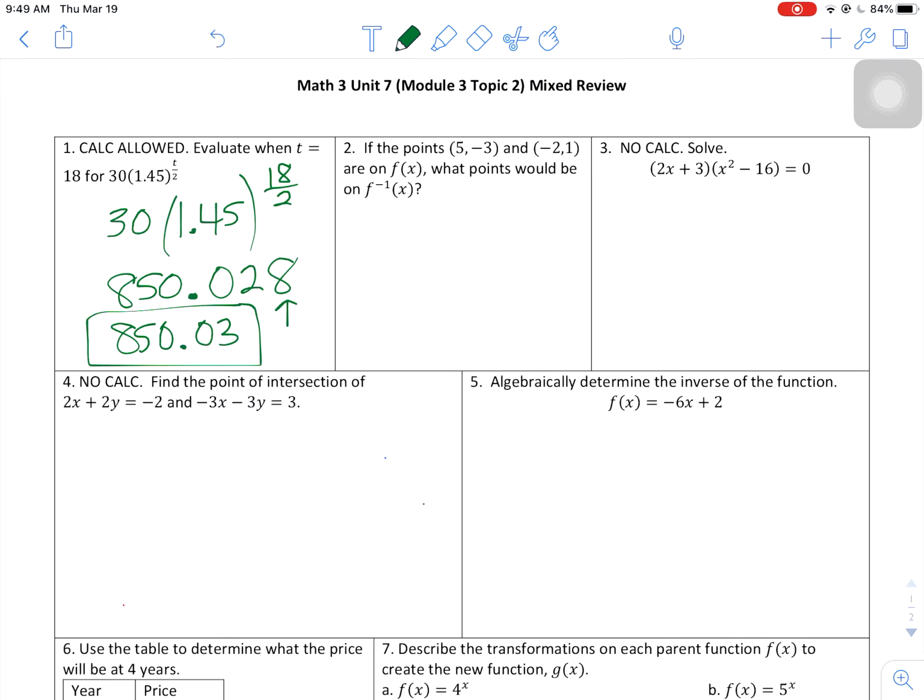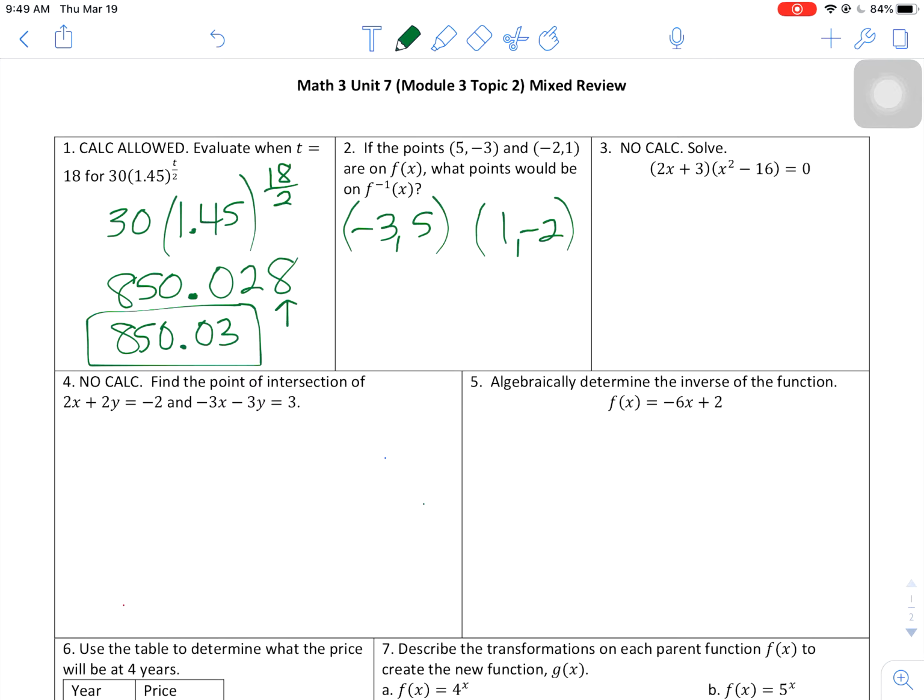On number 2, (5, negative 3) and (negative 2, 1) are on f of x. What points would be on f inverse of x? You simply switch your x and y coordinates to get points on an inverse. So just switch x and y for both of those points given. That's all they want you to do.